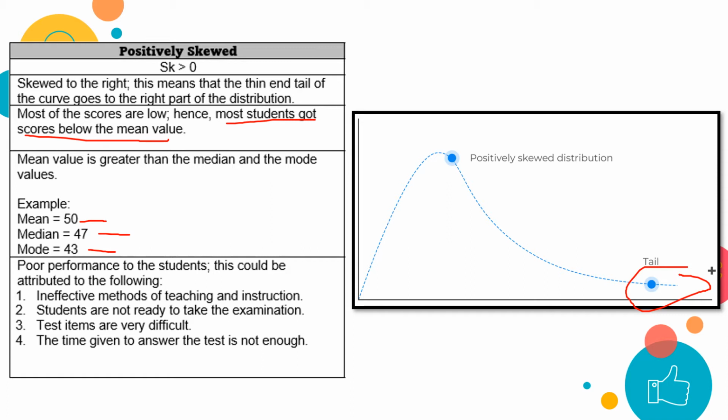So poor performance of the students could be attributed to the following. The first one is ineffective methods of teaching and instruction. I think that's the first reason we can see, and we can actually use that reason to look for a justification why the performance of the students is poor. Students are perhaps not ready to take the examination, test items are very difficult, and the time given to answer the test is not enough.